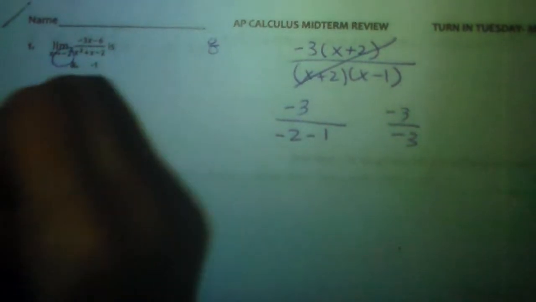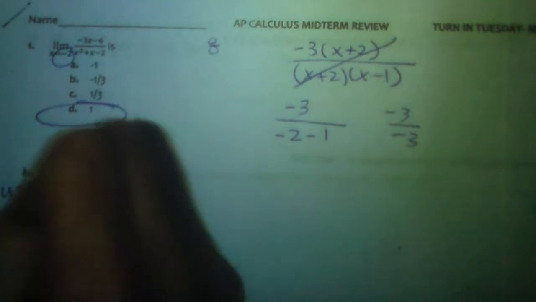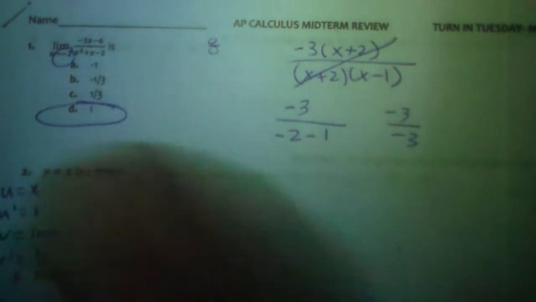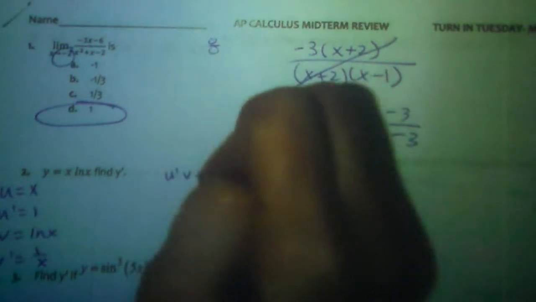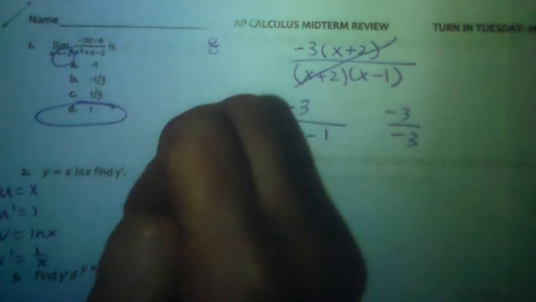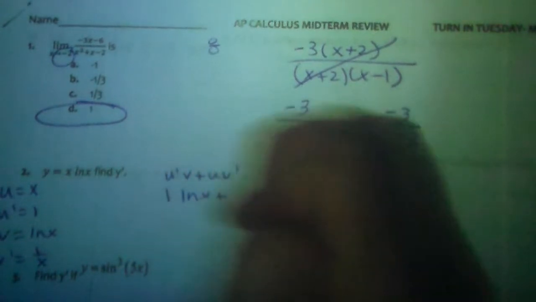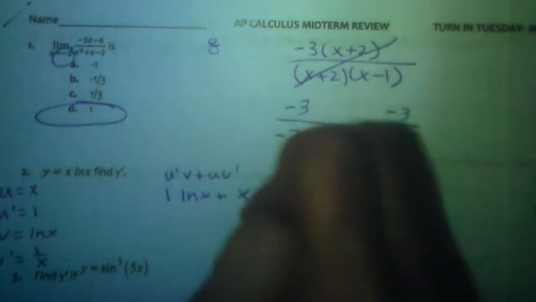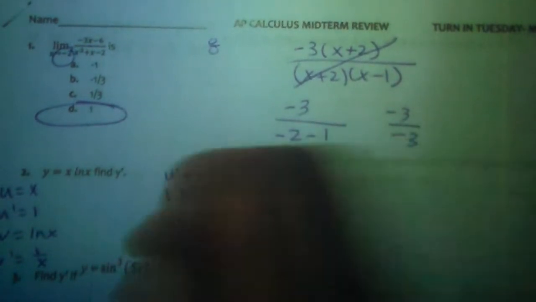Here, u is x, u prime would be 1, v is natural log of x, v prime would just be 1 over x. I'm using product rule, so that would be u prime v plus u v prime. U prime is 1, v is natural log of x, plus u is x, v prime is 1 over x. So this is just natural log of x plus x over x, which is just 1. Natural log of x plus 1.